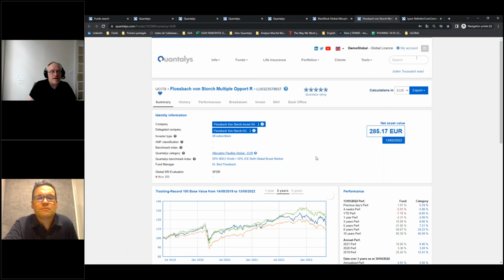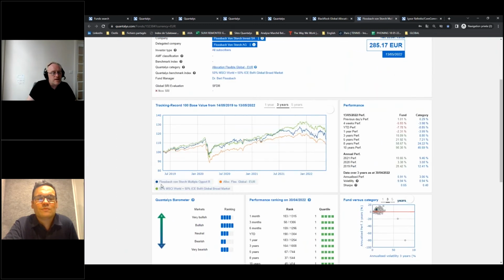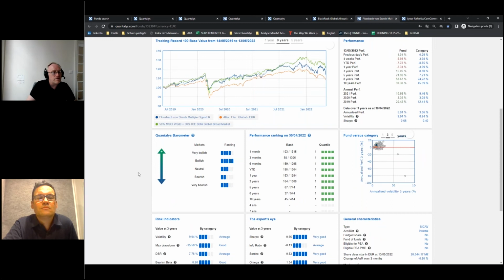First of all, you can see the 3-year performance of this fund compared to its category and its index. Here is all the information on the performance. And as Jean-François showed you earlier, we have here the barometer, and it's very easy to understand. The more blue blocks you have, the better the fund behaves in a bullish or bearish situation with this fund profiling. That's a very good flexible fund in all situations.